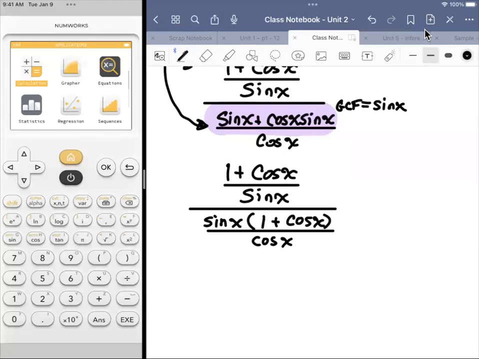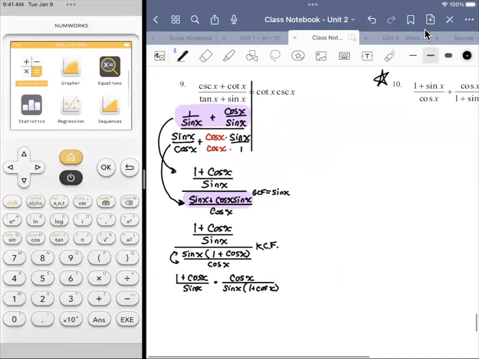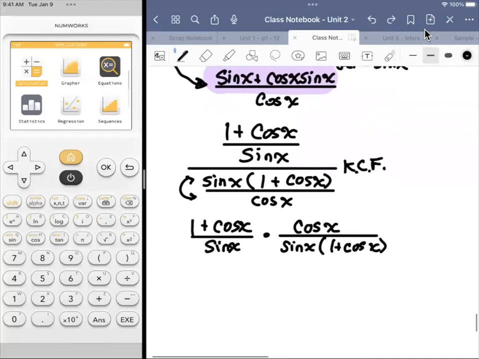So what I'm going to do is keep, change, flip. Some people say keep, change, change. You're dividing two fractions. Keep the first fraction the way it is, multiplied by the reciprocal of the second one. So that's going to be 1 plus cosine x over sine x times cosine x over, flipping this one, sine x times 1 plus cosine x. We always want to take a little peek at what you're going for. Doesn't look like we're getting there, but we are. If we put these two fractions together, it's going to start to shape up.